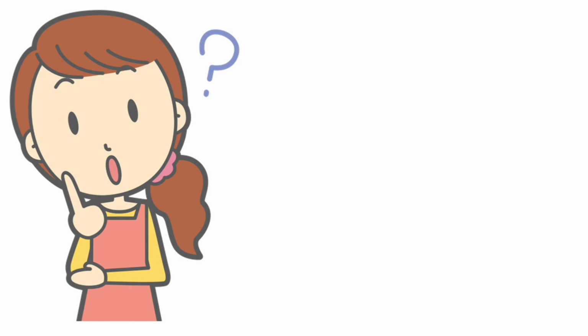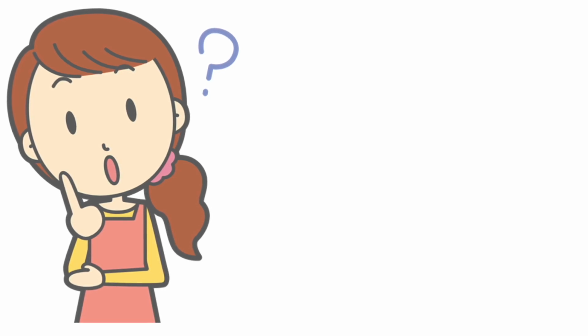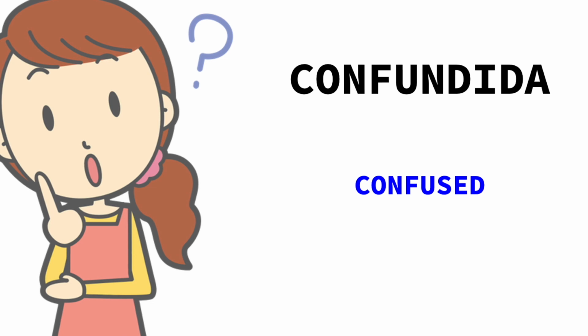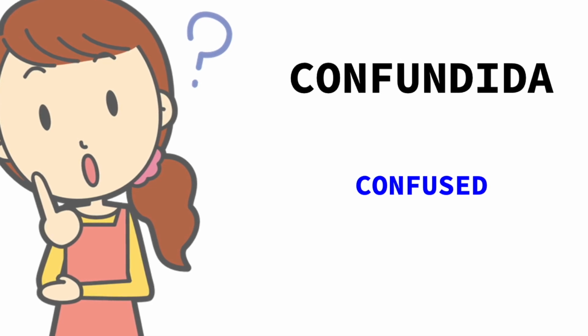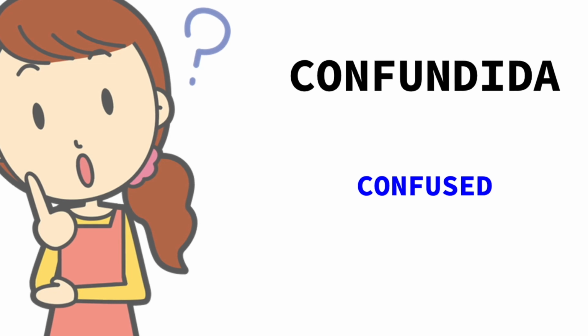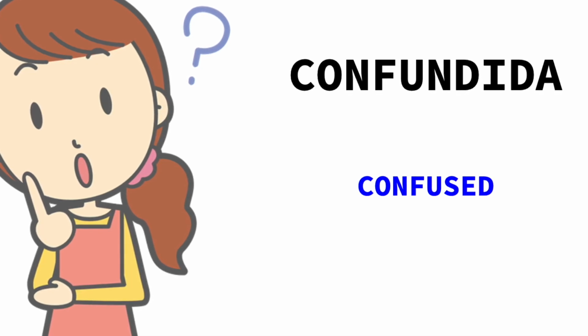So for this first image, we have a girl, right? So we know we're going to have an A at the end. She has a question mark by her head, so she must be confused about something. How do we say confused? If you guessed confundida, you are correct. So you'll see here that confundida means confused, and that's in blue.